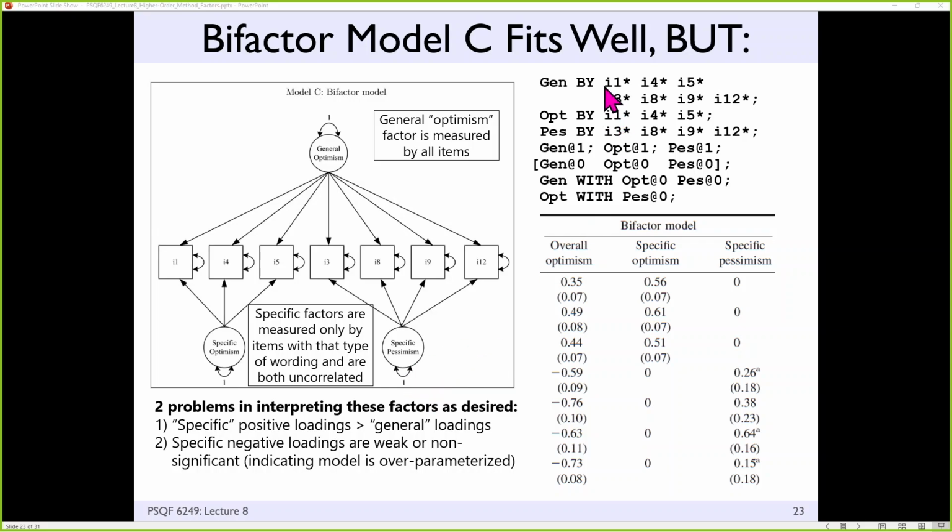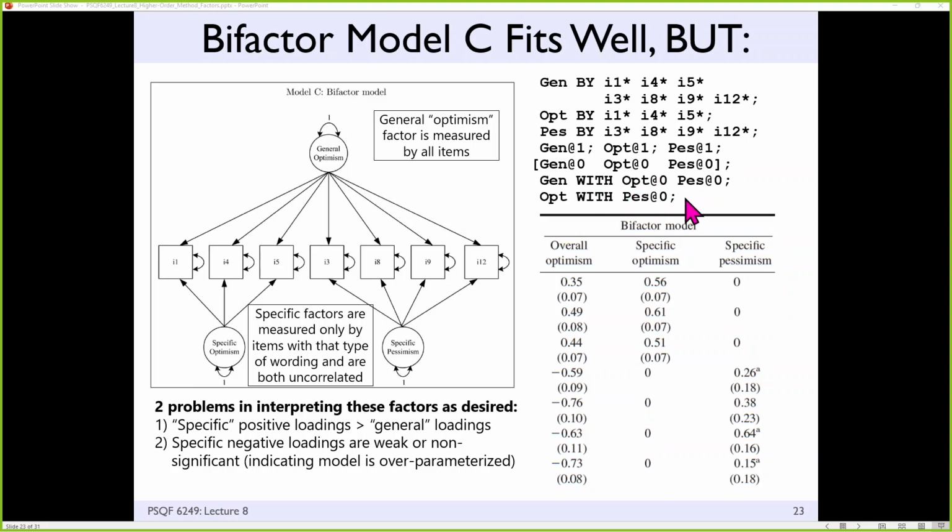So the code for that would look like this. We have the general factor loading on every item. The specific factors, all of their variances are fixed to 1 for identification. Their means are fixed to 0 for identification. And then I shut off the covariances.